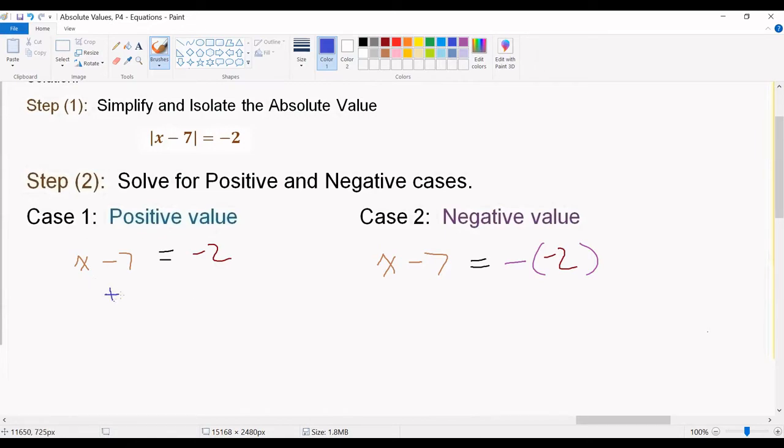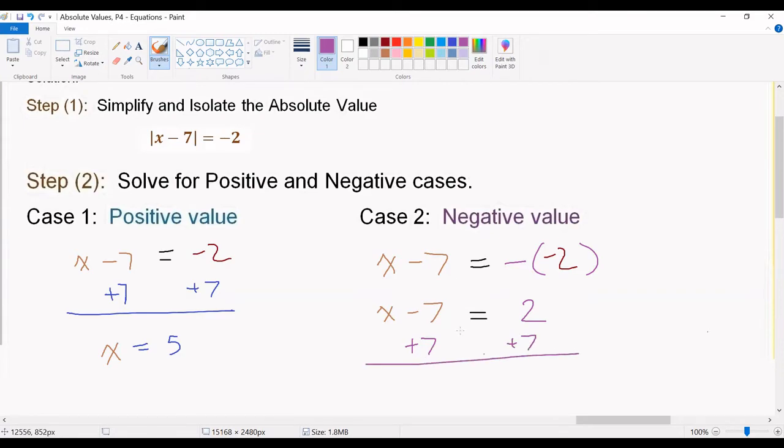In case 1, we're going to add 7 to both sides, so that now we have x equal to positive 5. Now we're going to solve for our negative case. We want to be sure to first simplify the right-hand side before we perform any inverse operations. So on the right-hand side, we'll be left with positive 2. And on the left, we just carry down everything we haven't done yet. So now we can solve for our x. We're going to continue adding 7 to both sides so that our x is now equal to positive 9.